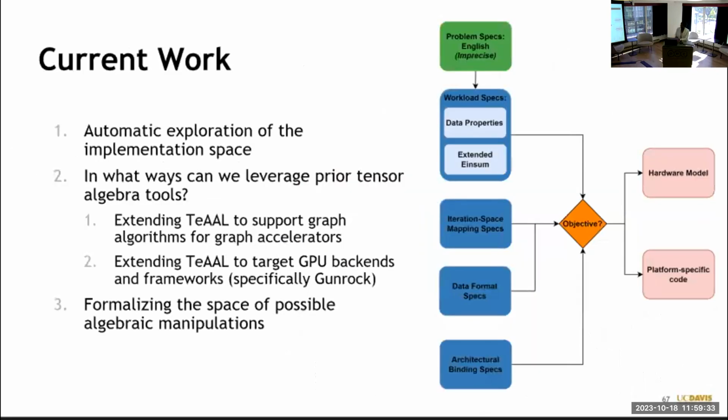My current work is looking at, so all the things I mentioned before were done manually. So right now we're looking at how can we do this automatically? And then also, how can we leverage prior tensor algebra tools? So Nandika is going to talk about TEAL later on today, but we're looking at how to extend that to support graph algorithms for graph accelerators, and also to extend it to target GPU backends and frameworks, like generating Gunrock code. And finally, we're looking into how to formalize the space of algebraic manipulations.